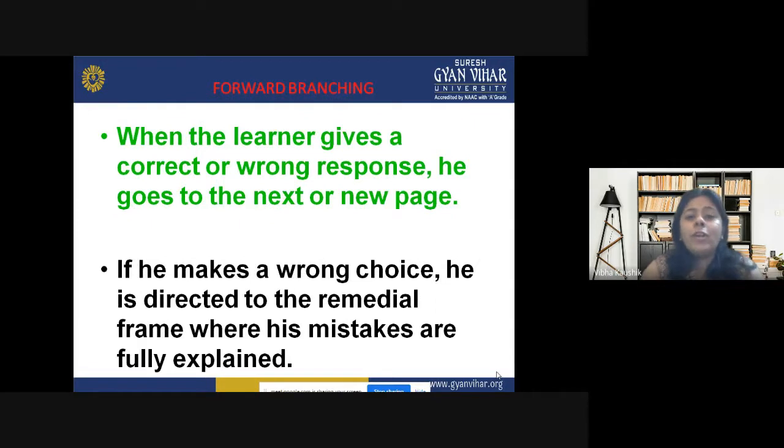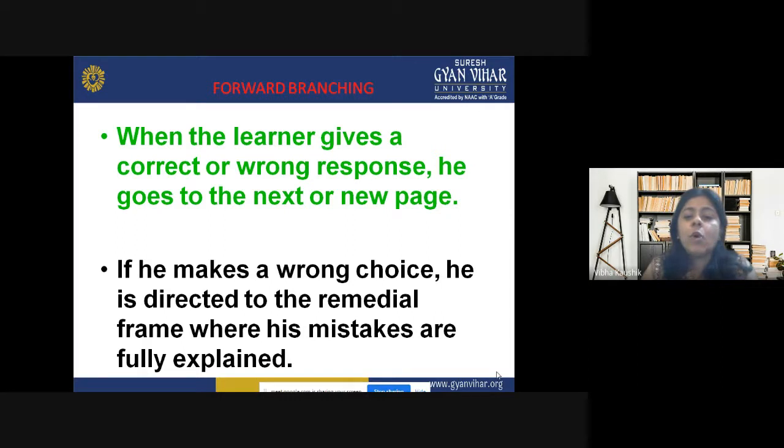Now, forward branching. In forward branching, the learner, whether he gives a correct response or a wrong response, goes to the next new page.